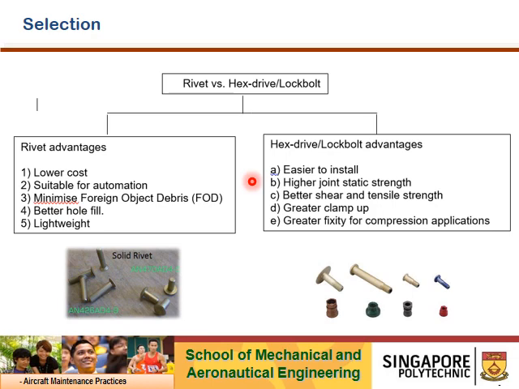One example of this type of application would be the wing root to the aircraft structure installation. It will not be possible to use rivets as the loading, the flexing of the wing, will be too much for the rivets to handle. So lock bolt or hex drive bolt, lock bolt in this case, would be a better application.